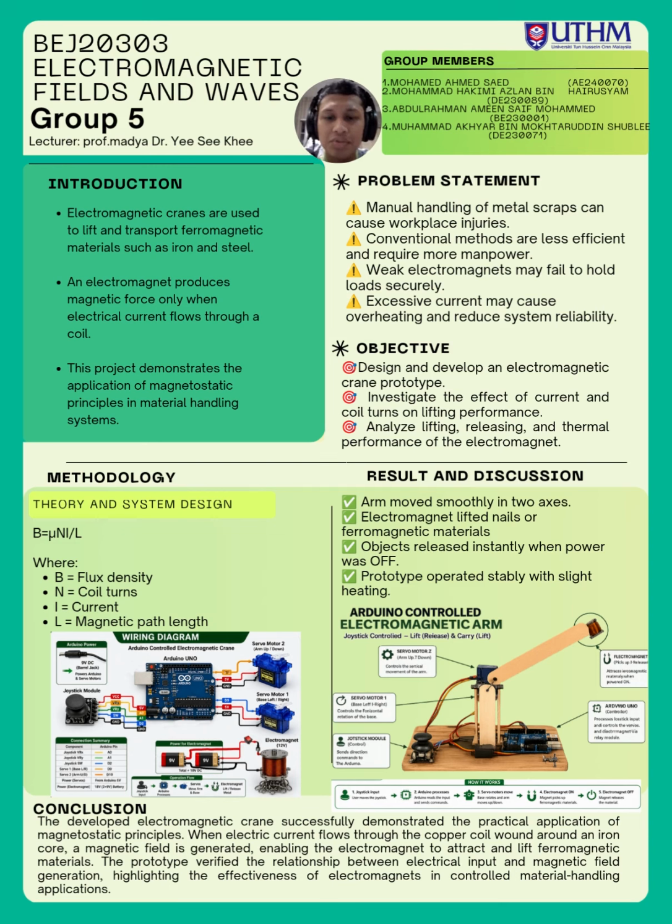The second objective is to investigate how electrical parameters such as current supply and the number of coil turns affect the strength of the magnetic field and the lifting capability of the crane. And lastly, to analyze the overall performance of the electromagnet, including its lifting operation, releasing mechanism, and thermal behavior during use. Through these objectives, we can better understand the practical application of electromagnetic theory in industrial material handling systems.